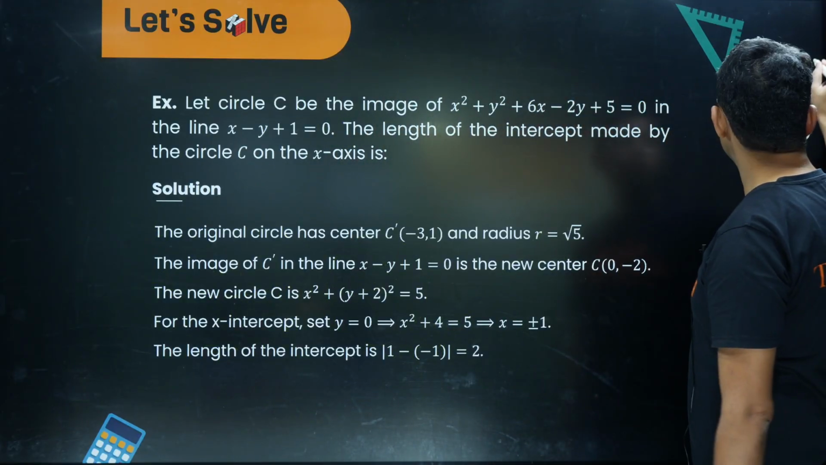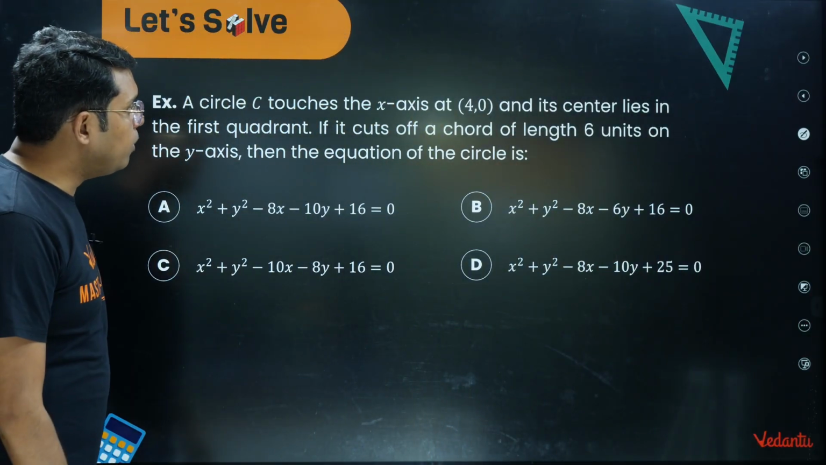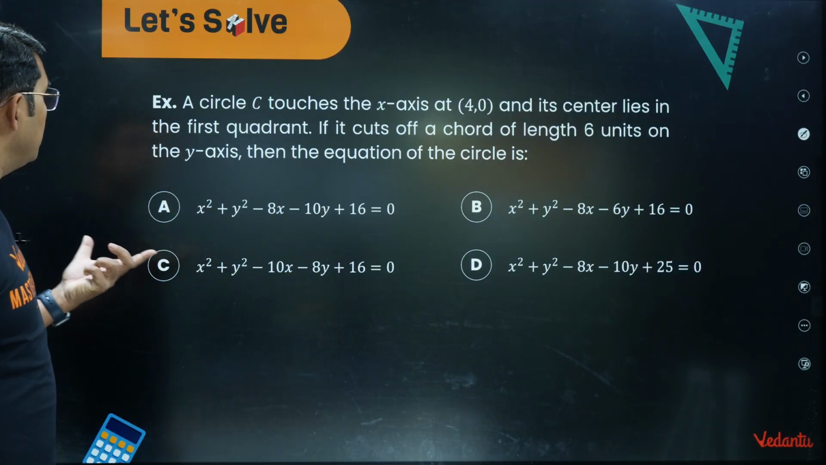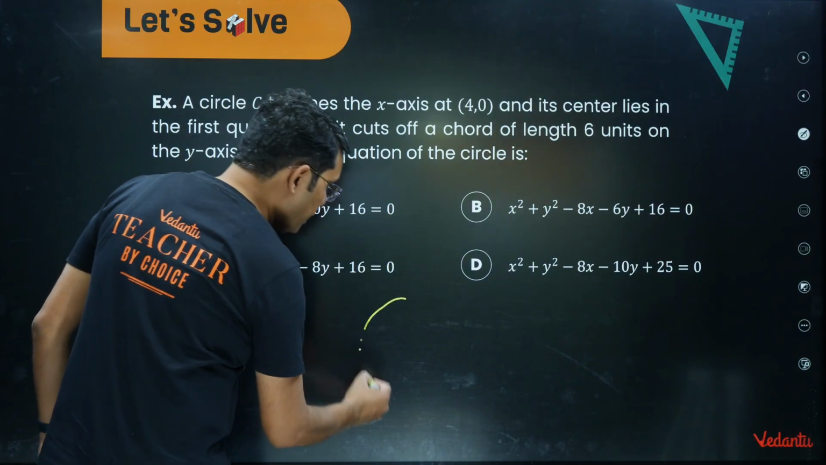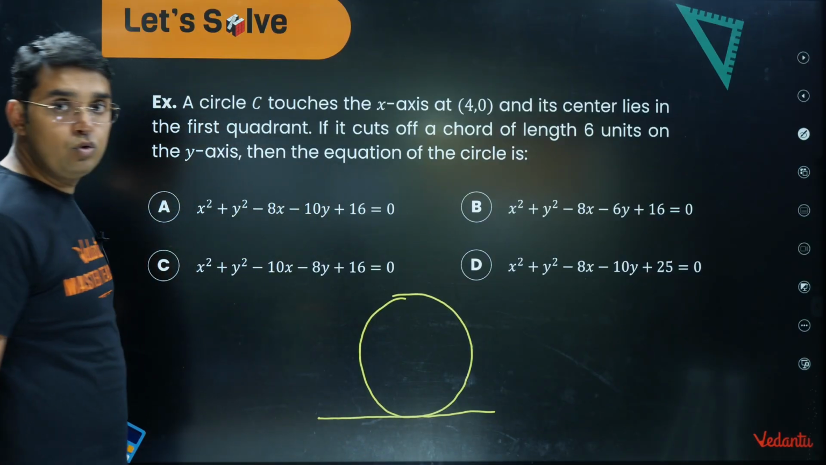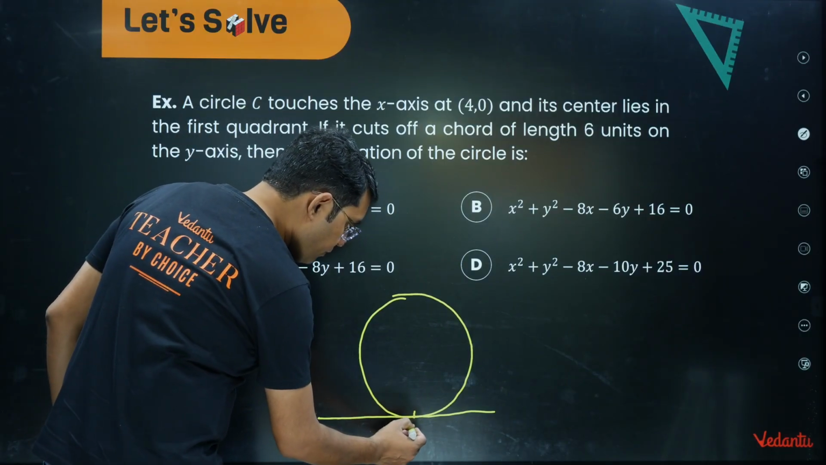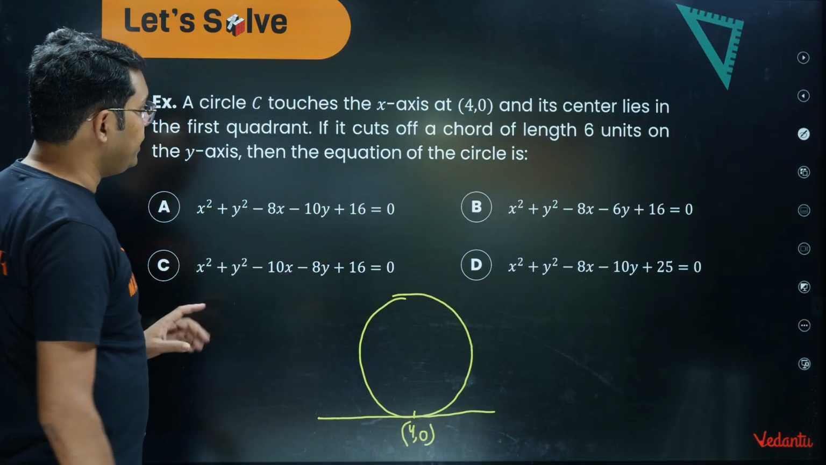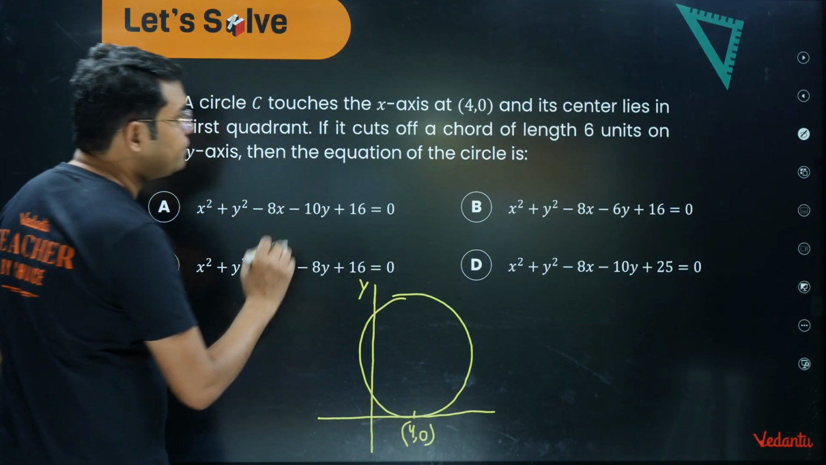Now coming to question number 2. It says circle C touches the x-axis at (4, 0) and its center lies in the first quadrant. If it cuts off a chord of length 6 units on the y-axis, then the equation of the circle is. I think one very simple question. What you can do, just make a diagram. A clean diagram will be sufficient to do this question. So circle C touches the x-axis at (4, 0) and the center lies in the first quadrant, and it cuts off a chord of length 6 units with the y-axis.